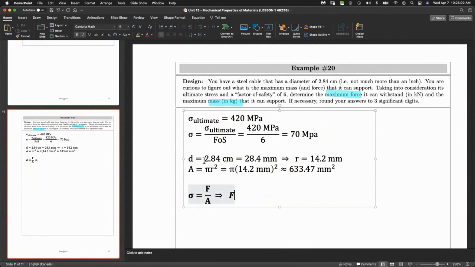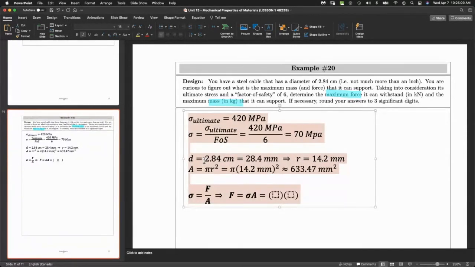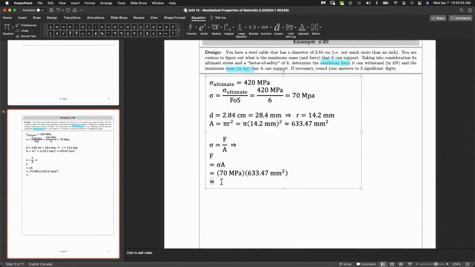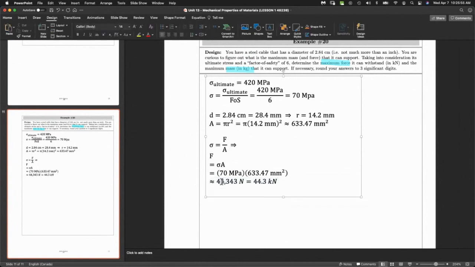And we get approximately 633 square millimeters. At that point, you're good to go. You can rearrange this formula and say that force is equal to stress times area. So we know the stress, which is 70 megapascals, and the area is this quantity here. After doing a little bit of work, we get 44,343 newtons, or 44.3 kilonewtons. That answers part of the question.